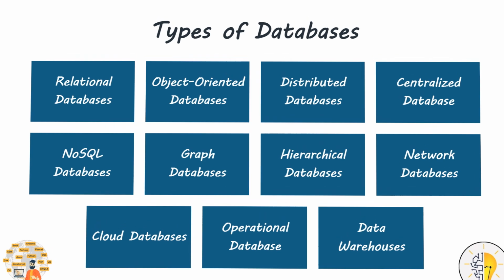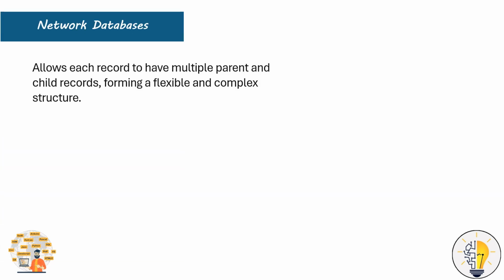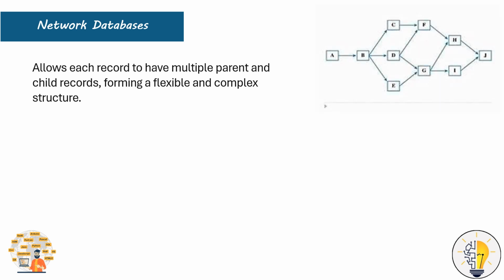So what are network databases? It is a database management system, a database model that allows each record to have multiple parent and child records. It forms a flexible and complex structure. This model is an enhancement of the hierarchical model. In hierarchical databases, there is a parent and child, and we said it is not very flexible when there are n number of parent and child entities. In the same way here, the structure itself is a bit complex.